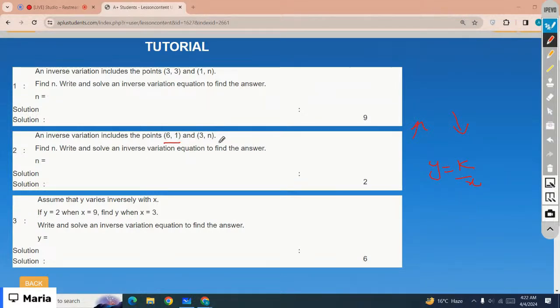So let's see this one. You have 6 and 1. So x is 6, y is 1. That means k equals 6 for this relationship, right?